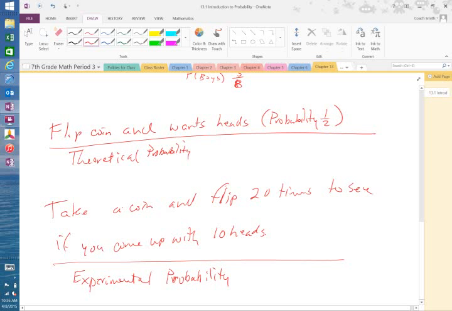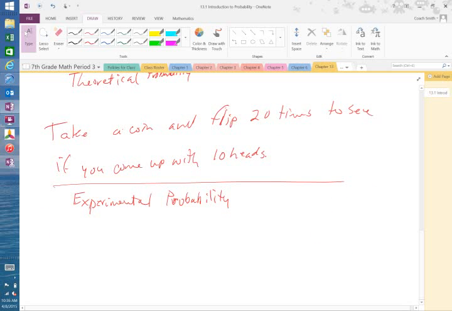So let's say I did do that, and we've done it in several different classes throughout the years, and I have never, ever come up with 10 heads, 10 tails. Sometimes we do it 10 times, and I've never come up with 5 heads, 5 tails. Because it's just simply a probability. It's the likelihood this is going to occur.